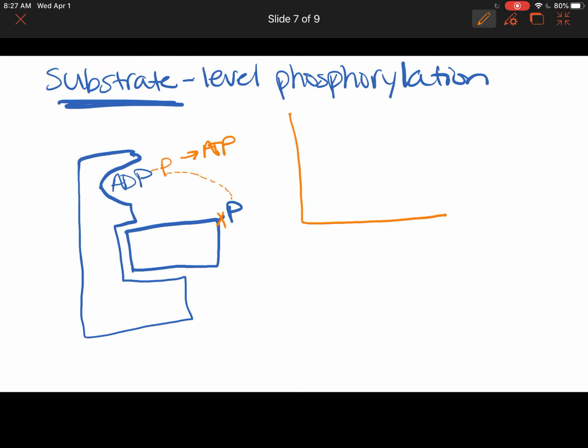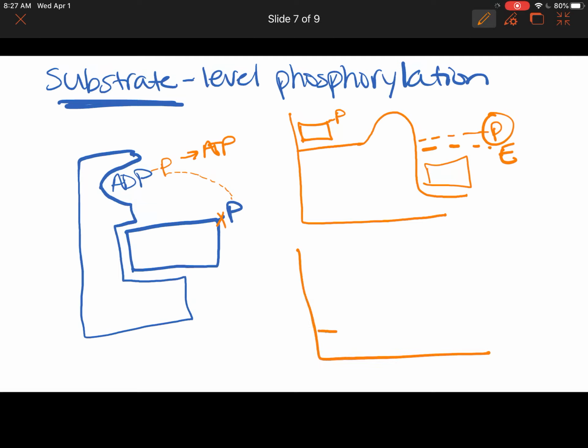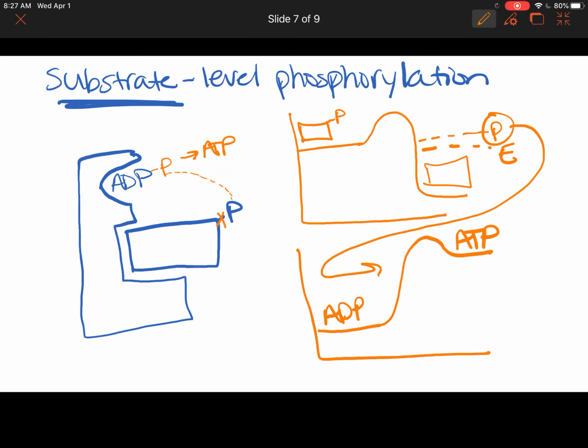Okay, so if we look at it this way, we've got our substrate with our phosphate group. That substrate is going to lose the phosphate. The phosphate's going to come out, okay? There's also going to be energy that comes out. The enzyme is going to use that energy to phosphorylate ADP to make ATP.